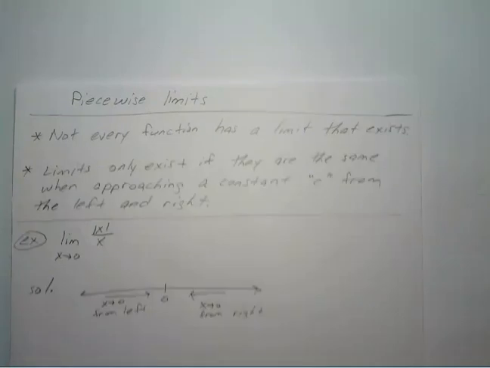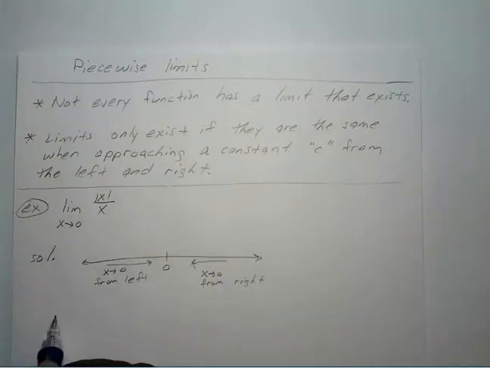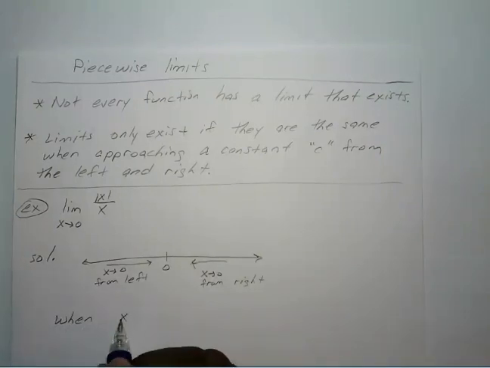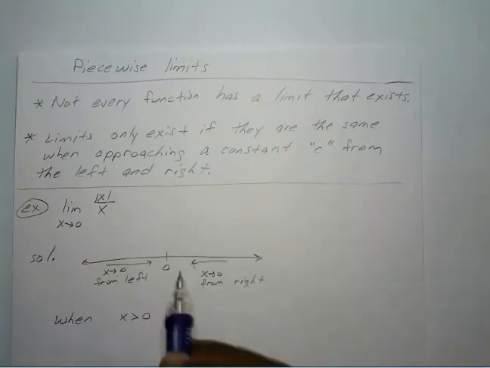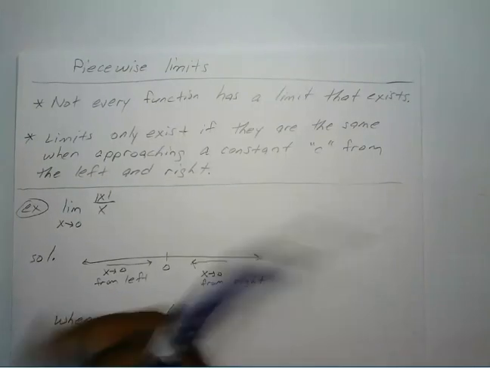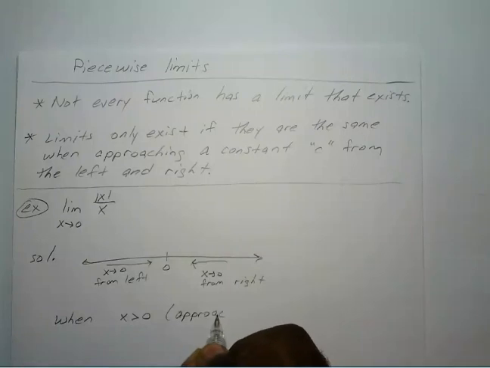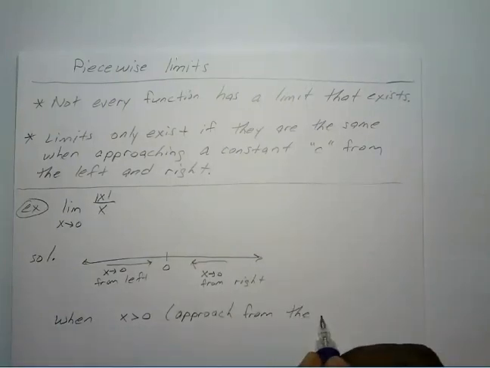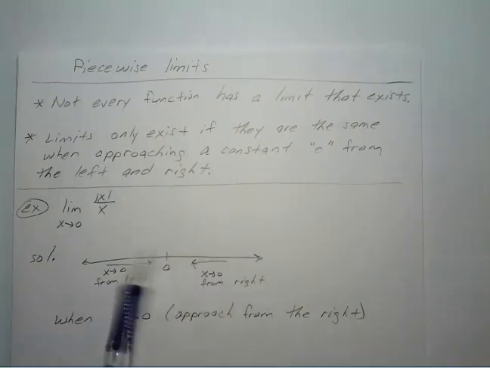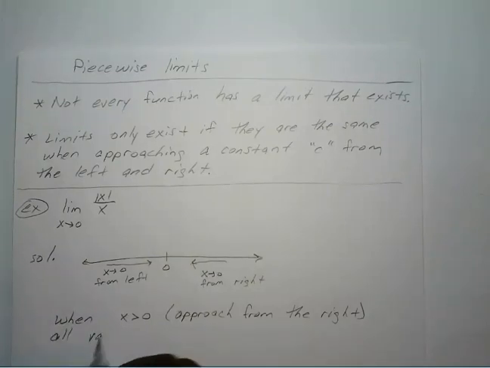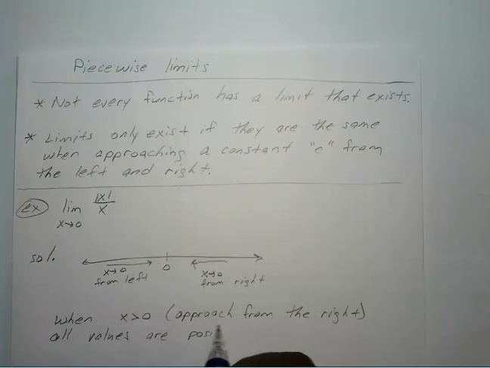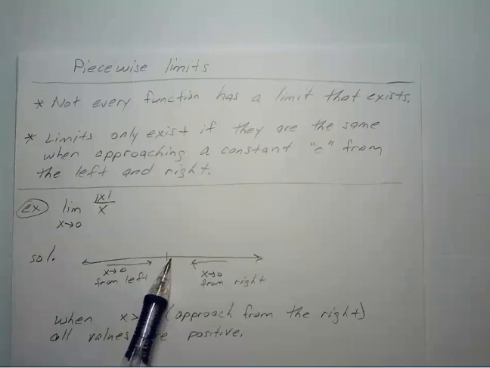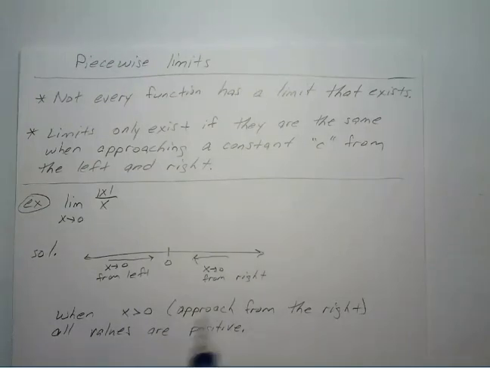Okay, so let's say we look at x approaching 0 from the right. When x is greater than 0, or approaching from the right, we have to see that all of our values are positive. Of course, that means that anything to the right of 0, like 1, 2, 3, even 0.1 or 0.5, whatever it is, is positive. So all of your x values to the right are positive.